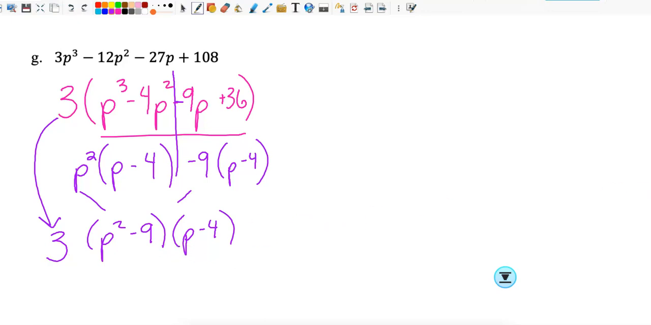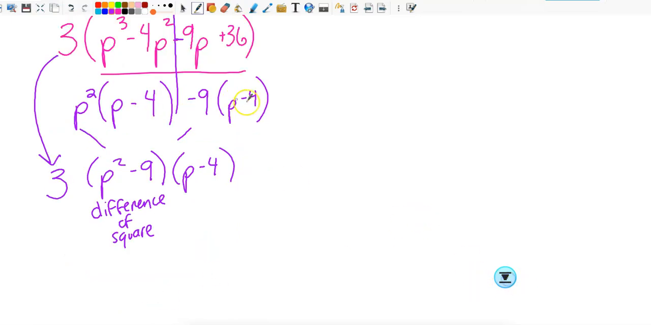Now, I have to figure out if I can expand any of my parentheses. This one right here is a difference of squares. So 9 is a perfect square, and we know that p squared is a perfect square. So, if I expand that parenthesis, I'm going to do it over here in orange. The square root of p squared is a p and a p. The square root of a 9 is a 3.